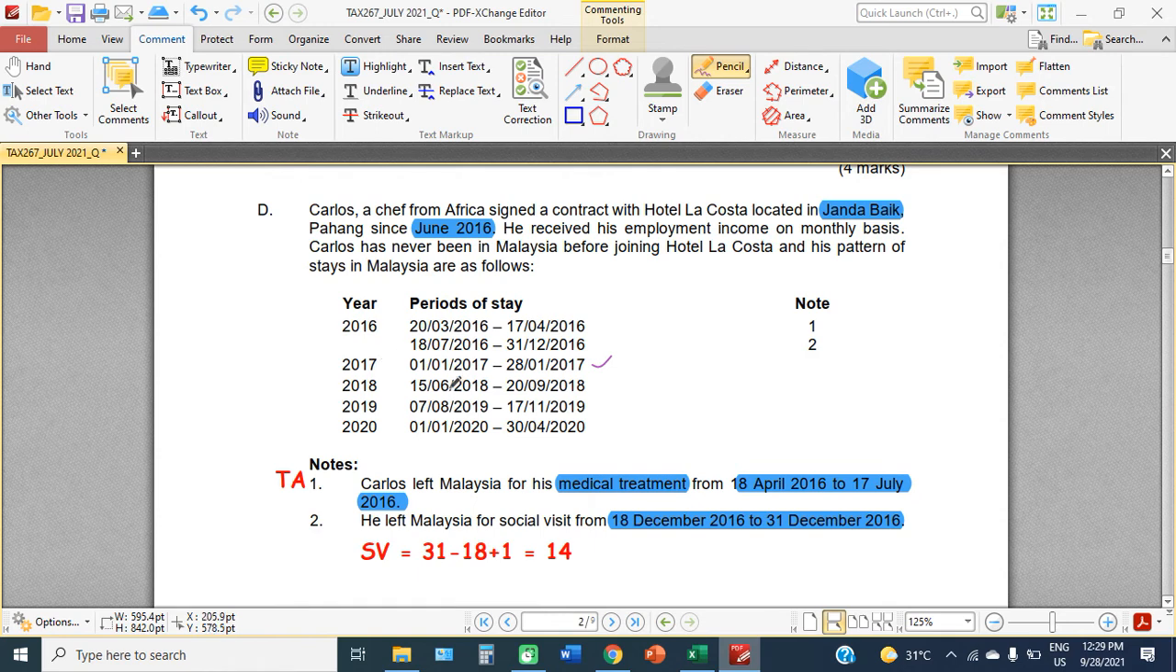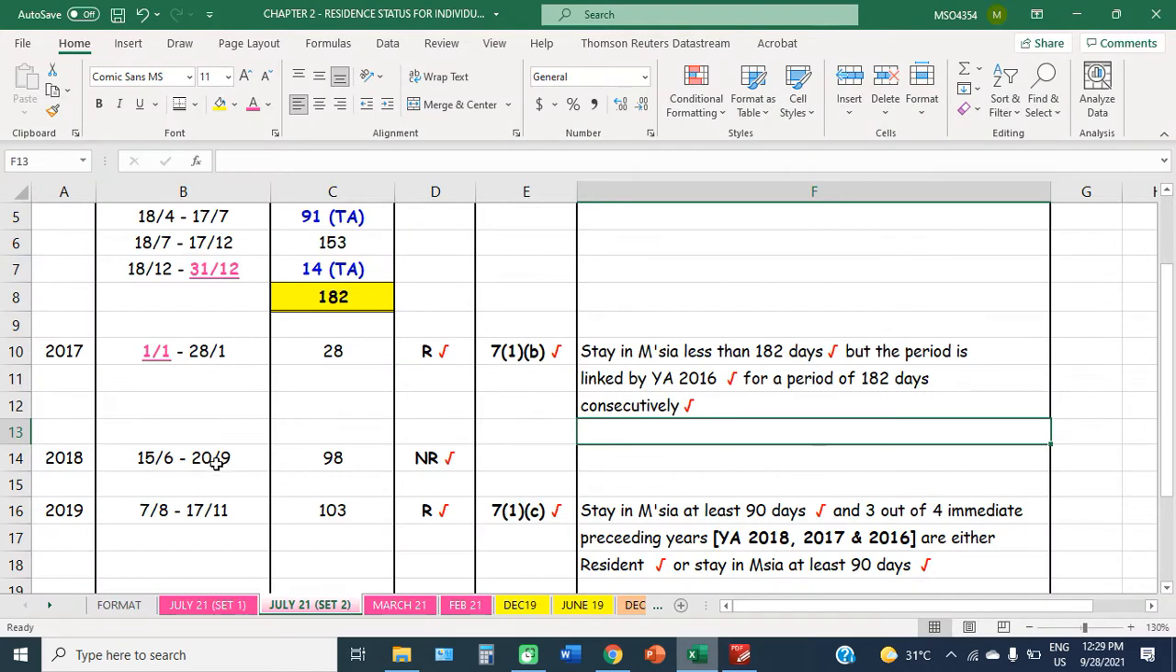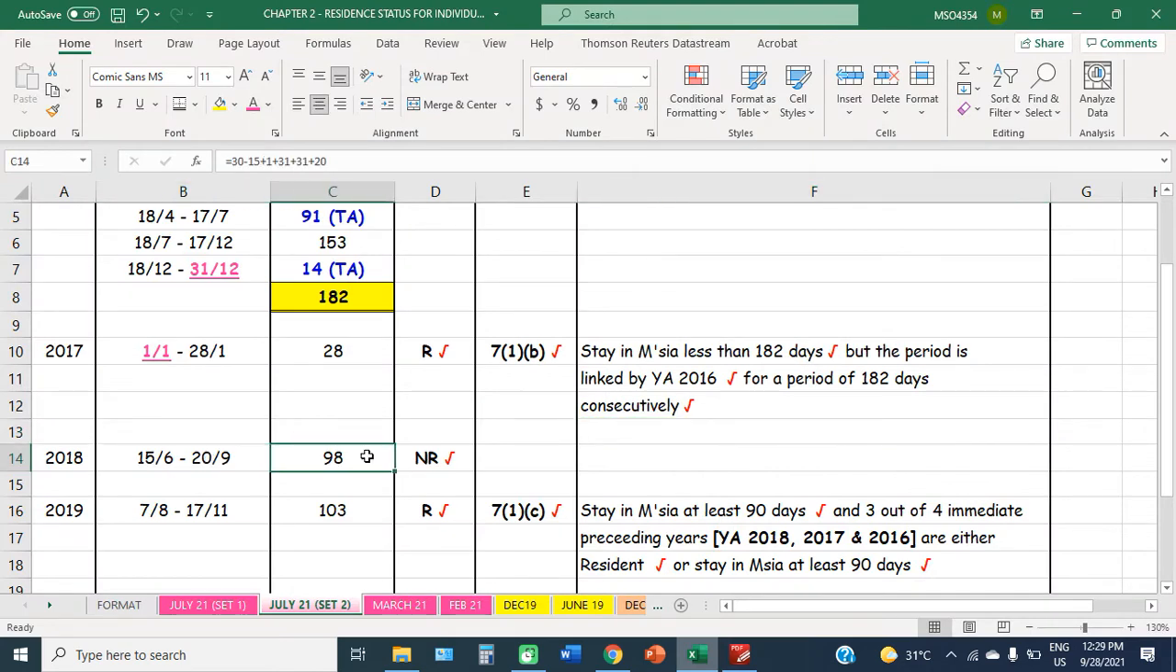2018. 15 June until 20th September. Record here. Calculate number of days, everyone. Here is 15 June, right? June: 30 minus 15 plus 1. July 31, August 31, and then September until 20th. You will get 98 days. Obviously, 98 days, guys.